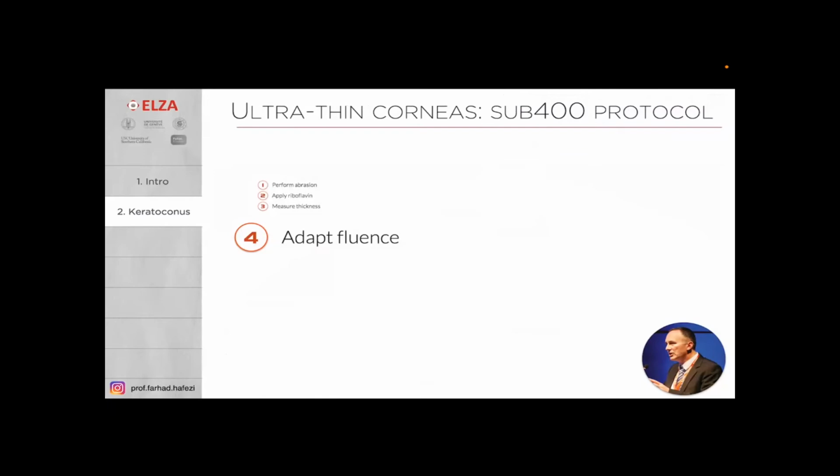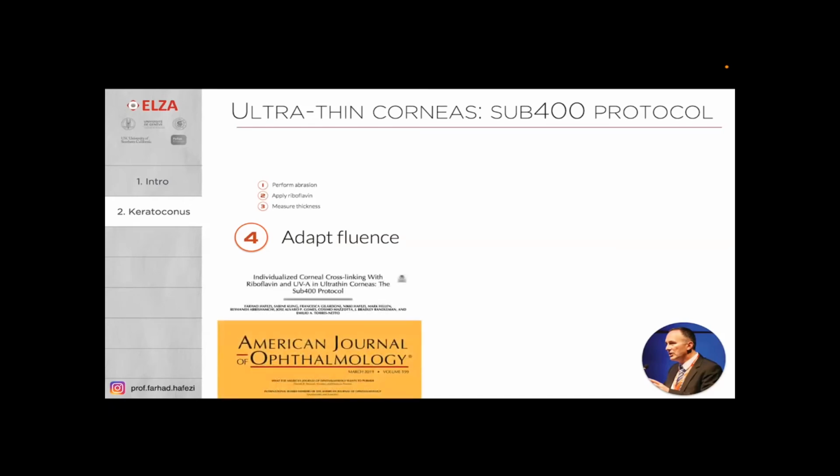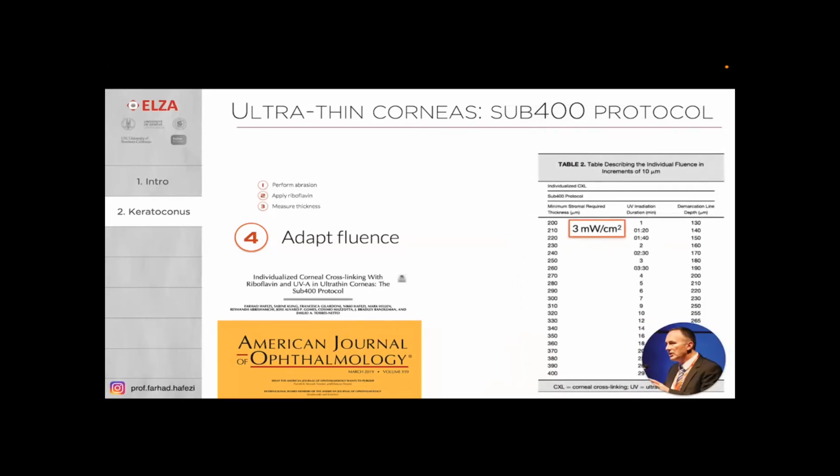But the sub 400 protocol is the future of treating thin corneas because it doesn't unspecifically swell. It rather adapts the total energy to the individual thickness of the patient. And this makes much more sense than just swelling the cornea over 400 micron. As I said, we published the results in the AJO in 2021. And now you can treat corneas as thin as 200 micron of stroma with various levels of fluence.